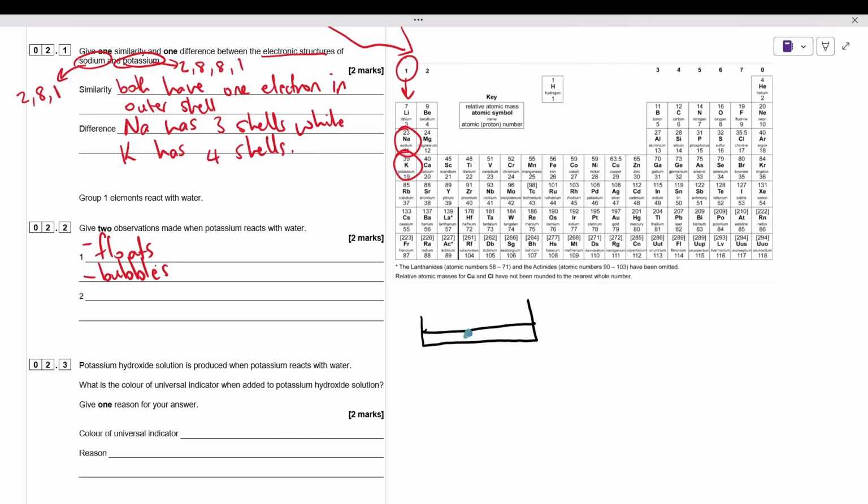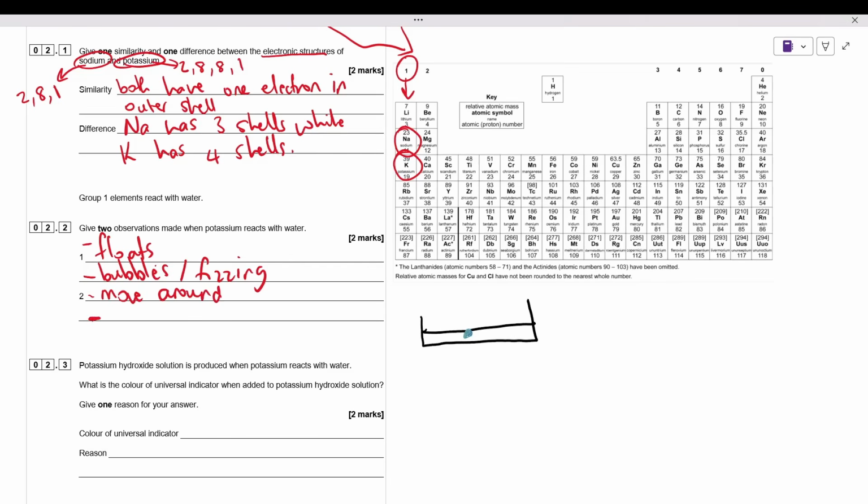For bubbles, please do not write that a gas is produced, because that is not an observation. In order for us to know that a gas is produced, we're going to observe bubbles or fizzing. Bubbles or fizzing, that's the observation if a gas is produced. You can also mention that it's going to be moving around, because it's usually moving around on the surface of the water.